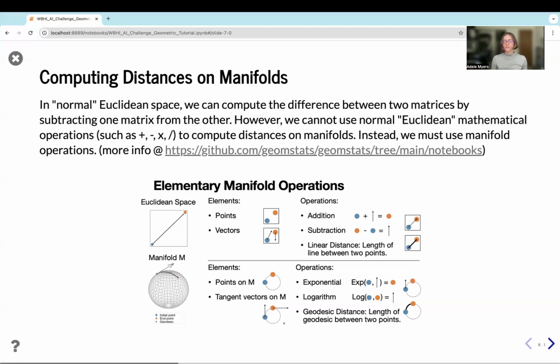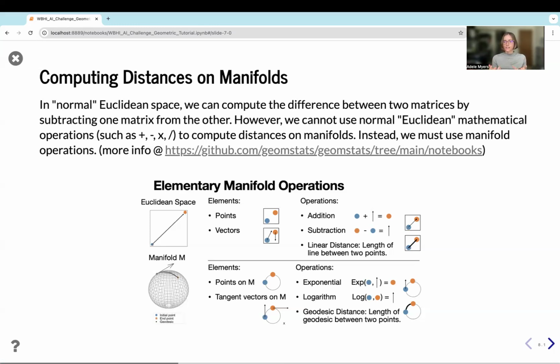Now we're going to go over what the elementary manifold operations are. When you think about operations in Euclidean space, the elements you're working with are points and vectors. The elementary operations are addition and subtraction. In addition, you take a point, add a vector, and you get another point in Euclidean space. In subtraction, you take 2 points in Euclidean space, and the output is a vector.